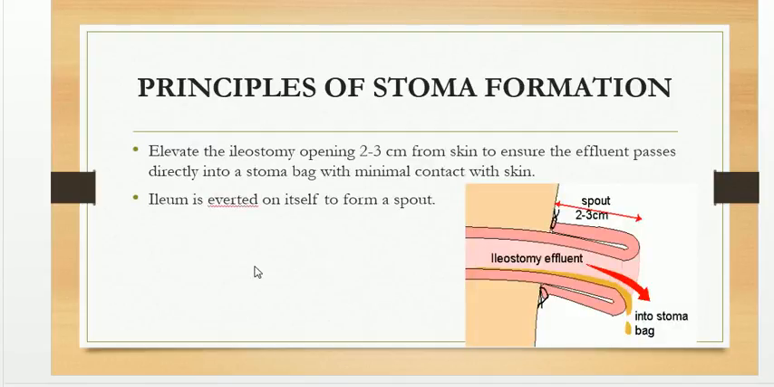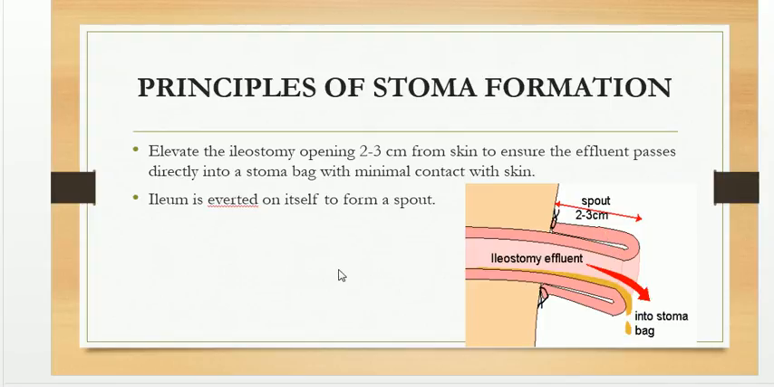To avoid this excoriation and digestion of the skin, we elevate the ileostomy opening about 2 to 3 centimeters from the skin, so that the effluent passes directly into a stoma bag with minimal contact with the skin. We can see here the skin, and the ileostomy is elevated above the skin about 2 to 3 centimeters.